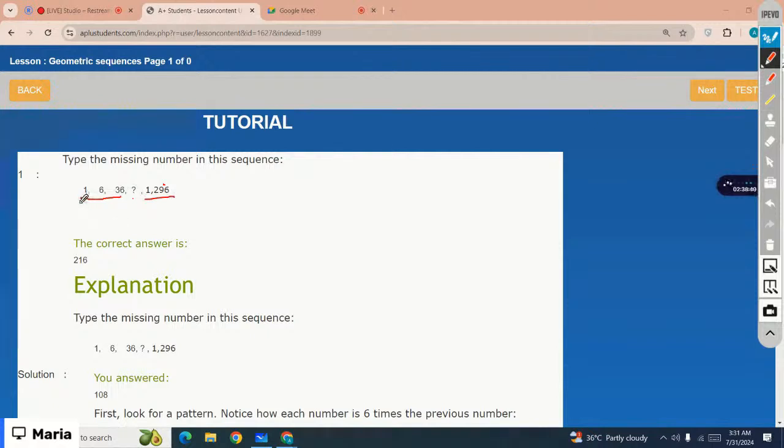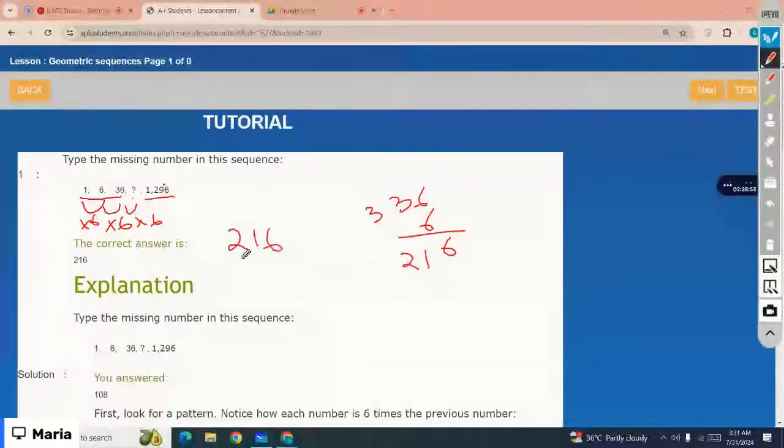So that means the pattern is growing by multiplying by 6. 1 times 6 is 6. 6 times 6 is 36. So that is 36 times 6. So 36 times 6 is 216. So the missing number is 216.